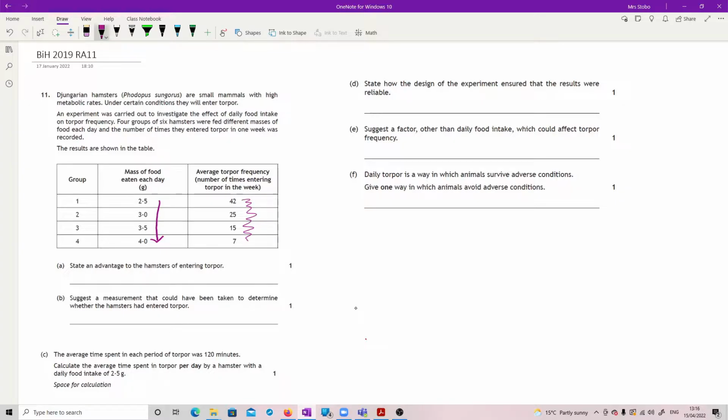Okay, state an advantage to the hamsters of entering torpor. It basically means that they save energy. So it reduces metabolic costs.